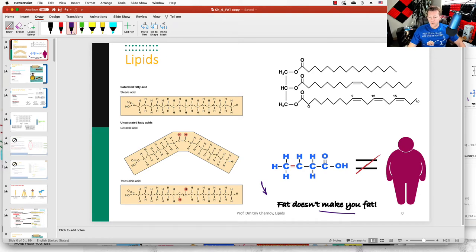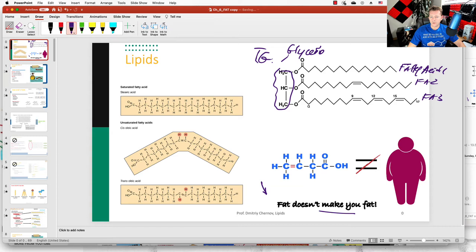All right. So what you see here on the screen is a triglyceride. Tri means three, diglyceride two, monoglyceride one. So this is a triglyceride. This is fatty acid number 1, fatty acid number 2, and fatty acid number 3. This is a glycerol molecule that holds on to those fatty acids.